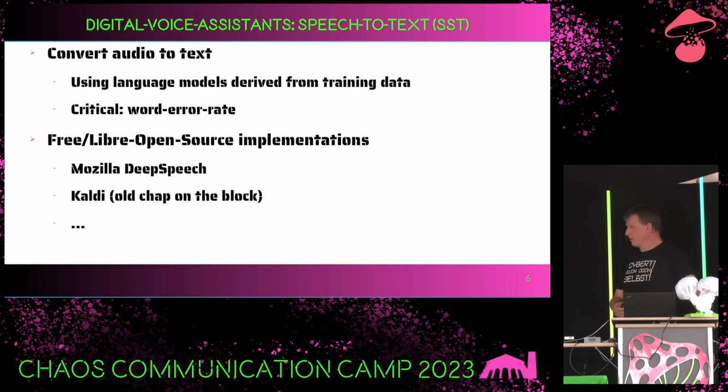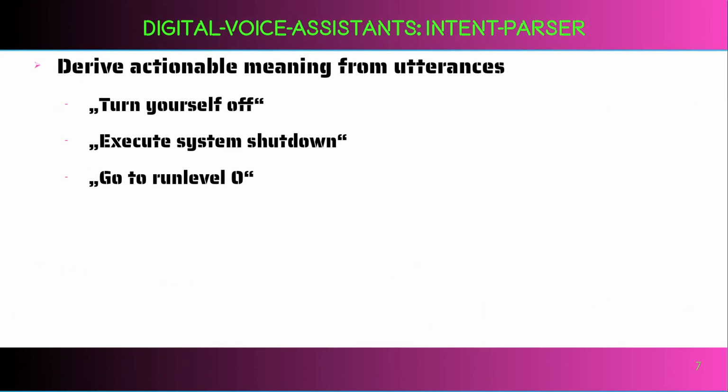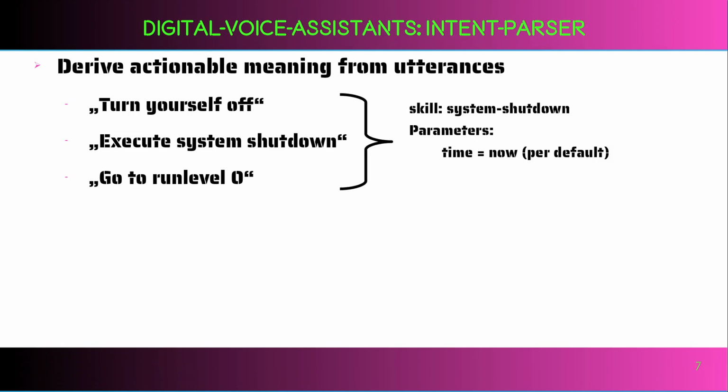The next is the intent parser. Independent of whether I tell it to turn yourself off, execute system shutdown, or go to run level 0, the intent is the same. So the intent parser derives the meaning from what's being said. In this case, it would map to the skill system shutdown with a default parameter of now, because I didn't tell it otherwise.